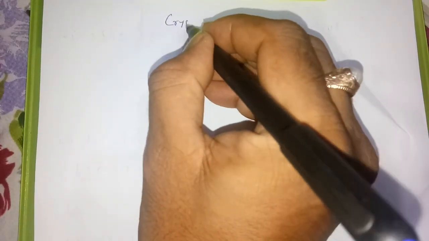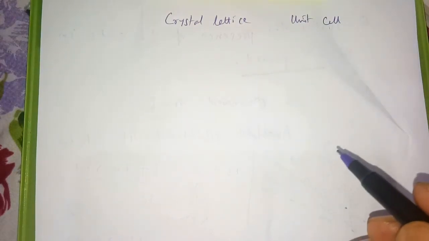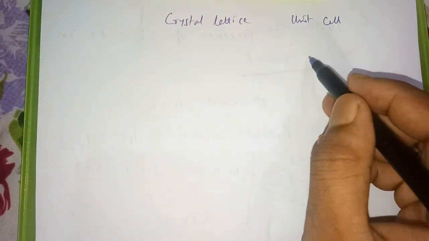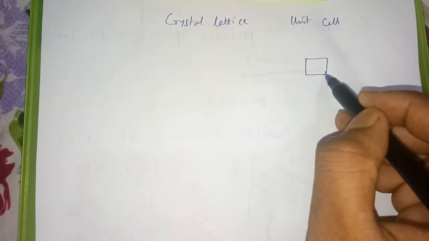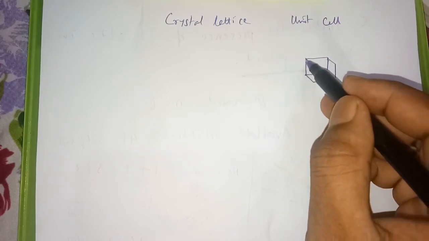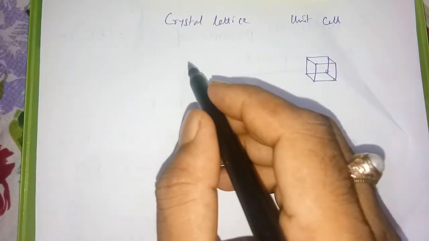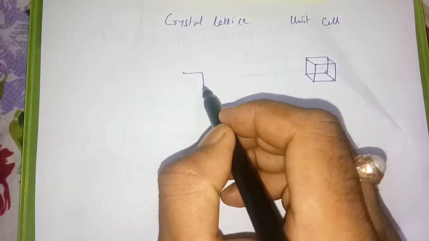Today we are starting crystal lattice and unit cell. Unit cell: if you take one matchbox, a matchbox becomes a unit cell. Now a collection of matchboxes forms what is called a crystal lattice.